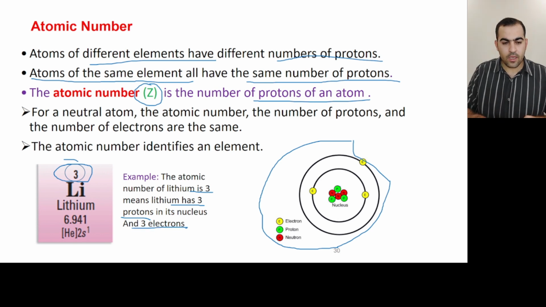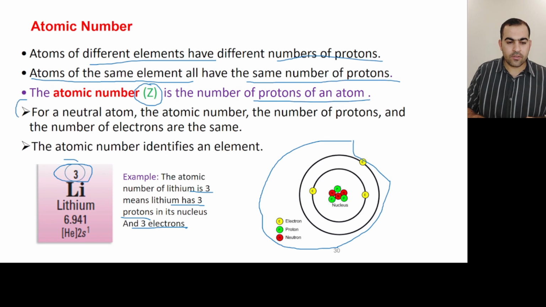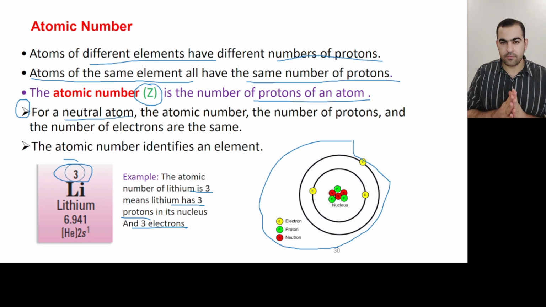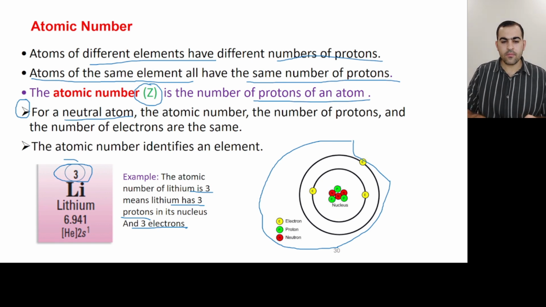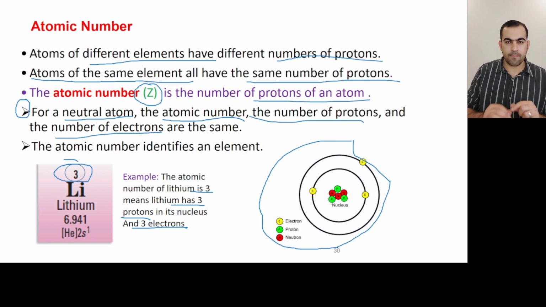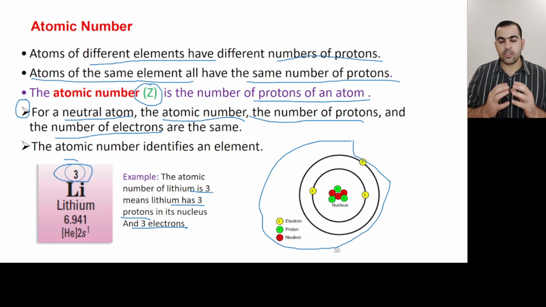Why 3 electrons? For a neutral atom, this is very important for you to know. A neutral atom means electrons have not been lost or gained by an individual atom. Atomic number, the number of protons and the number of electrons are the same. So atomic number equals protons number. We can say atomic number, protons number, and electrons number are the same.